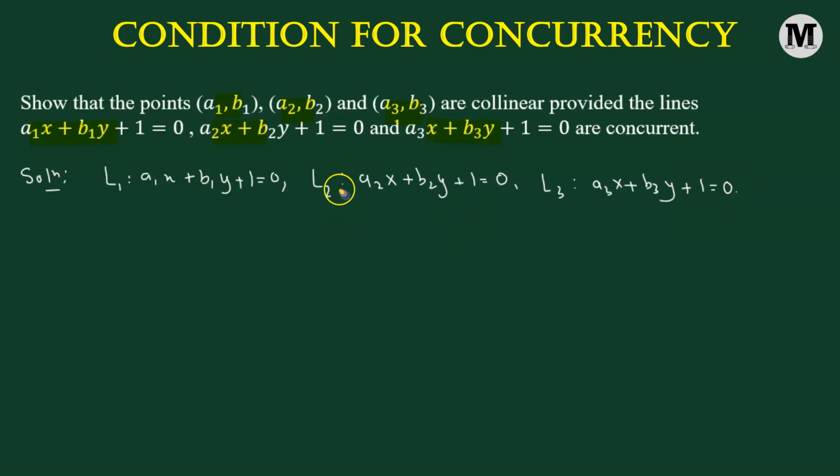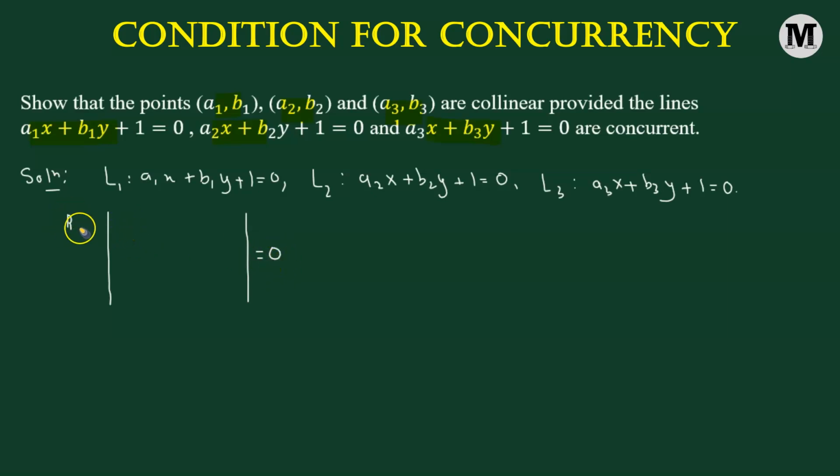Okay, now it's given here that these three lines are already concurrent, and we know the property of concurrency suggests that if we have three lines that are concurrent, then we form a 3 by 3 determinant which has a value equal to 0. Now how do we form the 3 by 3 determinant?